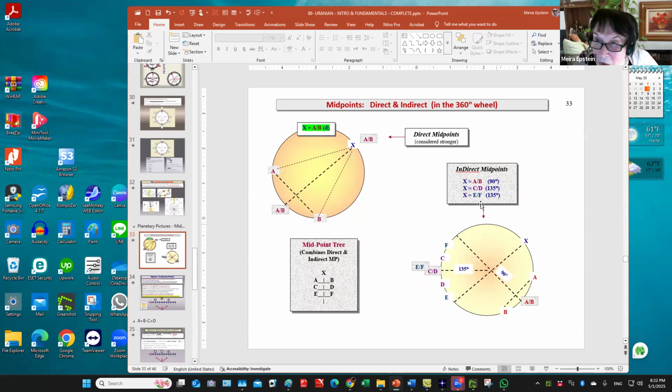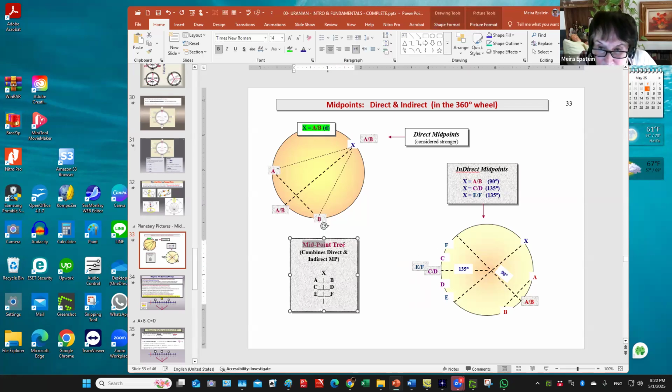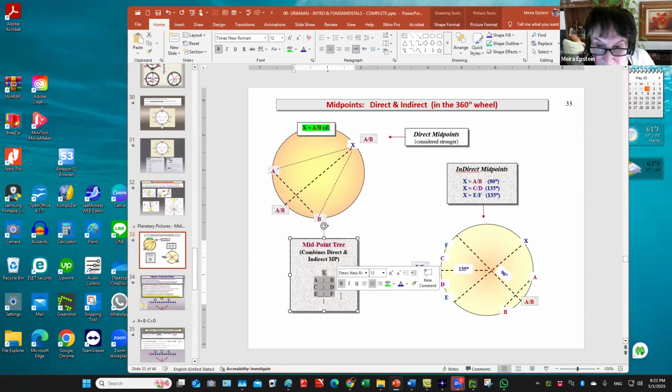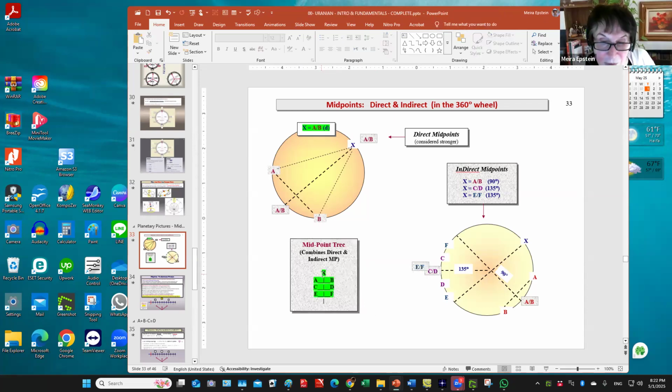Now, this is the midpoint tree. Someone mentioned it earlier today. Was it Rosanna? Someone mentioned a midpoint tree. So what's a midpoint tree? And this is useful to recognize because when you do it in Solar Fire it will give you the trees. So here is X. I'm pointing to this area, okay? X on top. X is the planet from the diagrams.